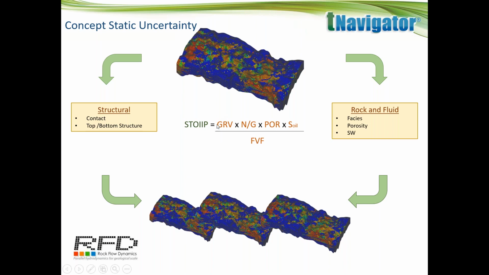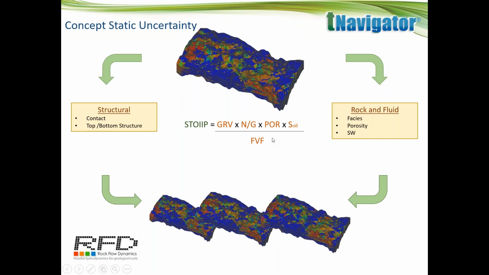So what we do, we need to start to pick on various parameters within this equation and start to flex some of these parameters and build multiple realizations of our base case to build equal probable models and analyze those results accordingly. So things that might affect our structural or our GRV would be perhaps our contact. So flexing the contact, flexing maybe our structural surfaces, so top or bottom structure. And then we can move on to the distribution of our rock or our fluids. So we can start to play around with things like facies and porosity and saturation.